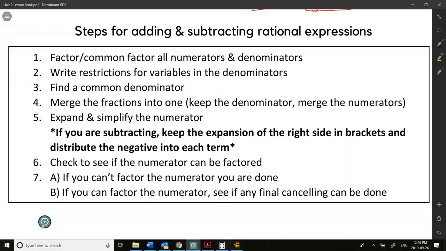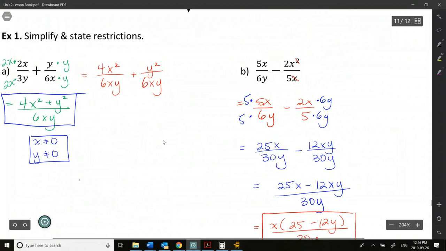But in general, we will start every multiplication, division, addition, and subtraction question by factoring and common factoring as much as possible on all numerators and all denominators. I will write restrictions just as I do for multiplication and division. But with addition and subtraction, I want to make sure I find a common denominator, which I don't have to do with multiplication and division. Then we'll put the fractions into one, kind of like we did above. So once we found our common denominator, we were able to merge the fractions into one single fraction.